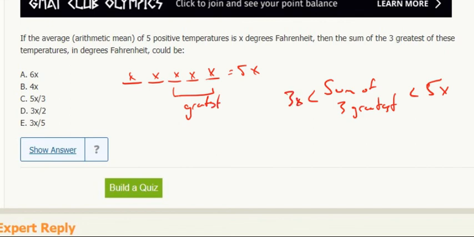So the sum of the three greatest has to be between 3x and 5x, so only 4x works. 6x is of course too big, and these three are all less than 3x.